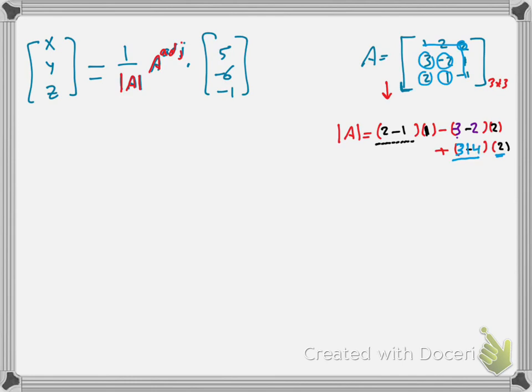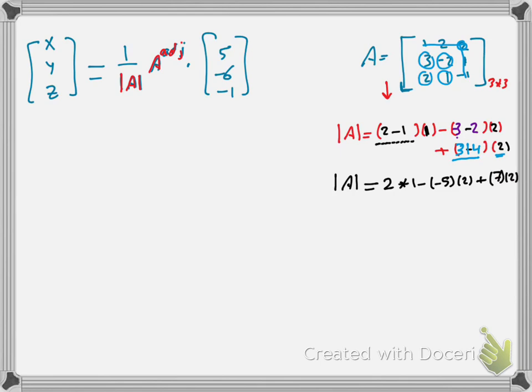Now just try to simplify with me. Then determinant A equals 2 minus 1, just 2 multiplied by 1. Minus, here I have negative 3 and negative 2, which is negative 5, multiplied by 2, and I have 3 plus 4, which is 7, multiplied by 2.